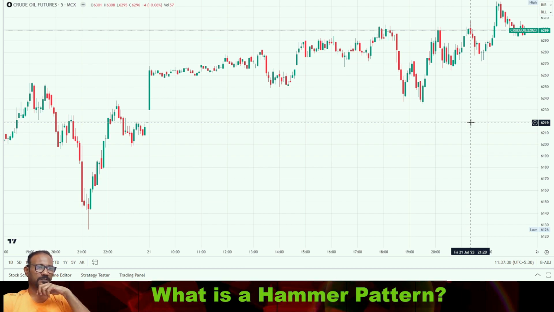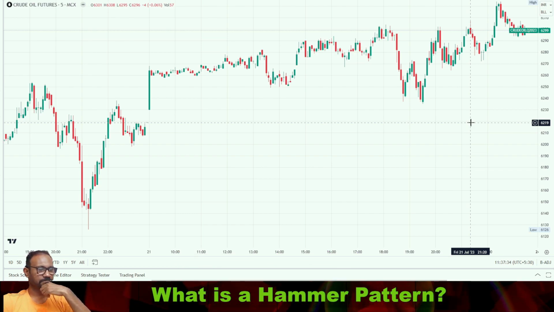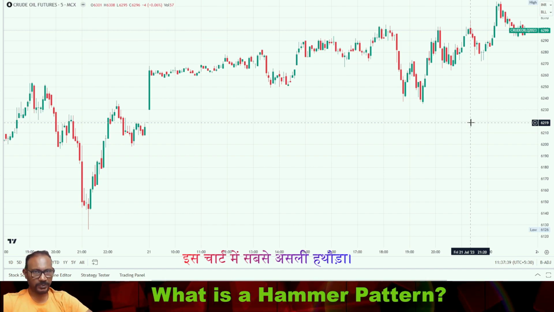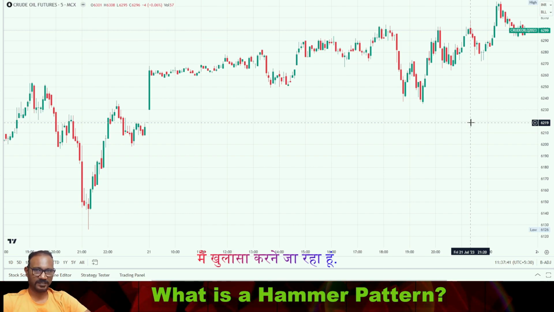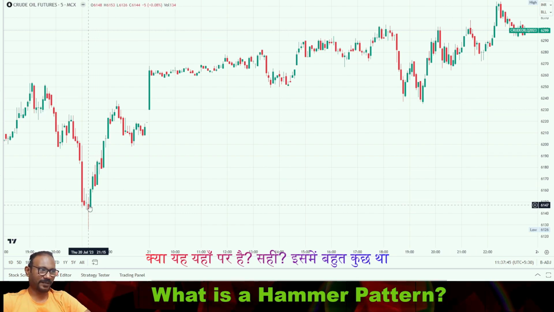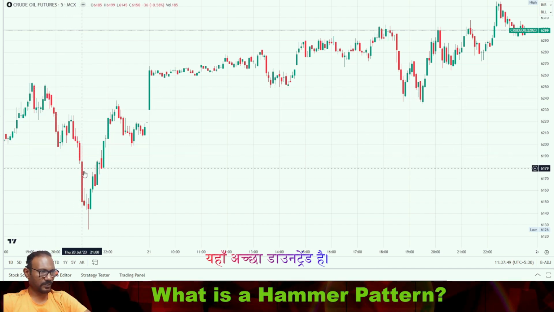So pause, observe carefully, and see how many you get right. The most genuine hammer in this chart, I'm going to reveal, is this one over here, right? It had a very nice downtrend.